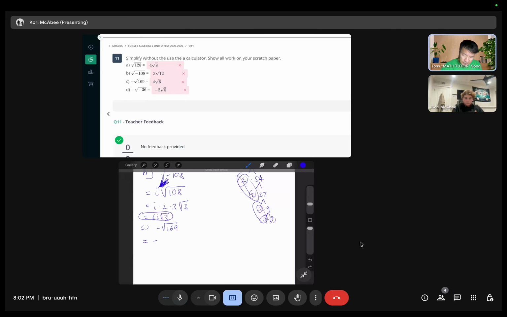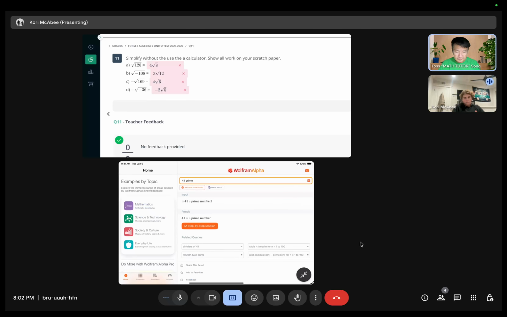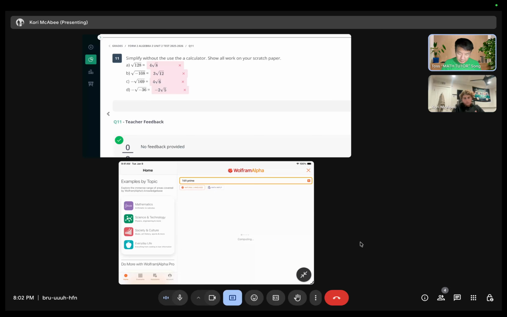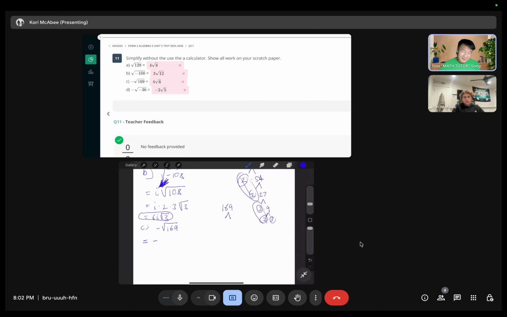Root of 169. What number can? Okay, I think this may be a prime. If it's a prime, then you're done. Is 169 prime? I could be wrong. No, I actually know it's not a prime. It's 13 times 13. You could write this on the side if you want: 13 squared equals 169.